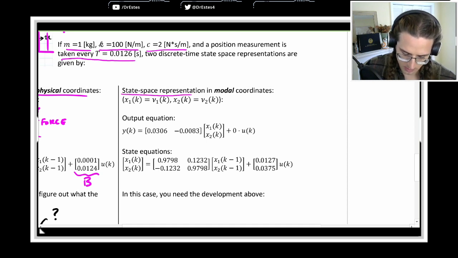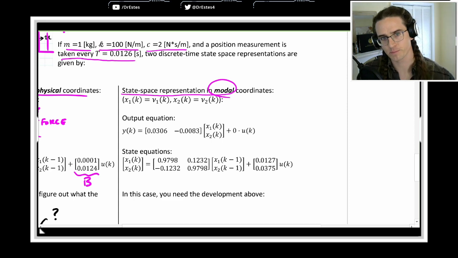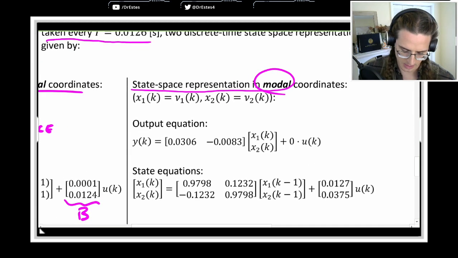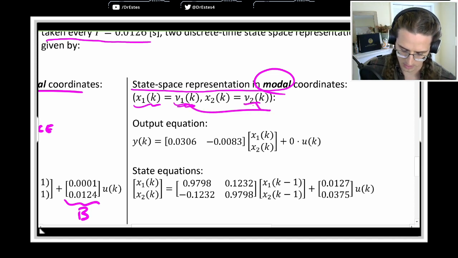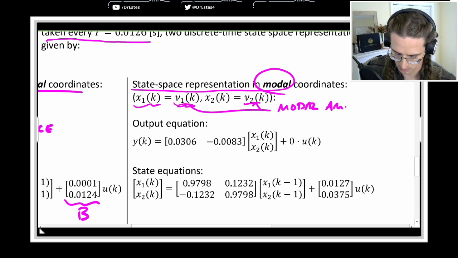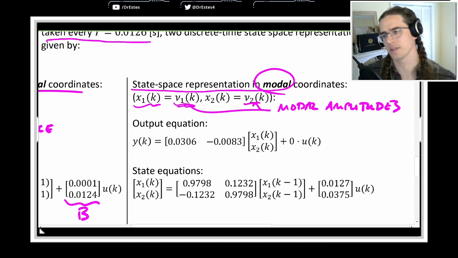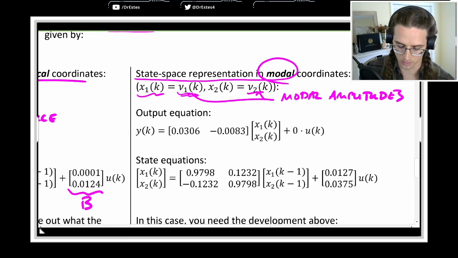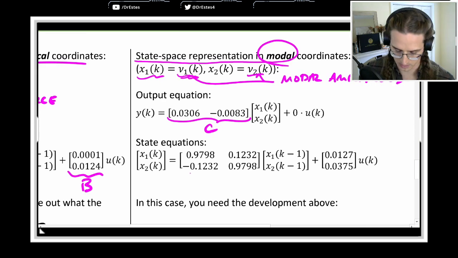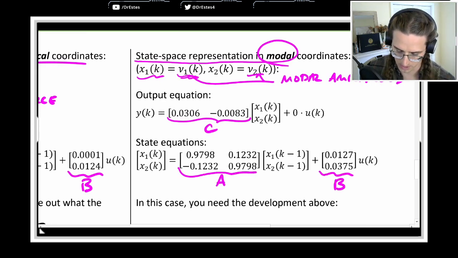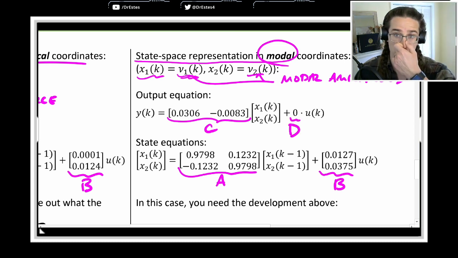Another state space representation is modal coordinates. And in this case, state one, I have it equal to, actually this is the Greek letter nu. But what these represent are modal amplitudes. And don't worry too much about what that means. This is a definition of the states that isn't some physical quantity like position or velocity. And when you follow through the modeling on this, you have a C matrix that looks a lot different. The A matrix is different. The B matrix is different. Well, the D matrix is still zero.